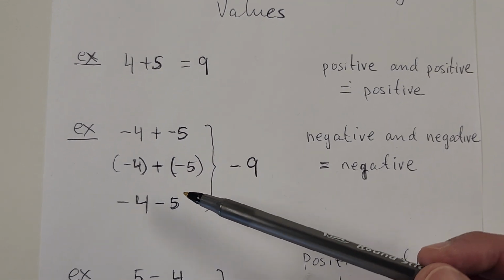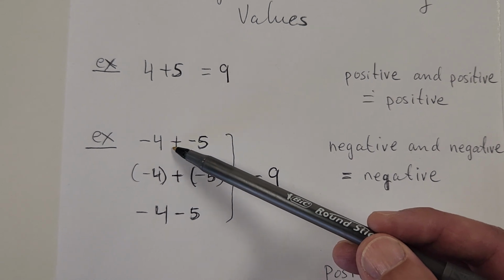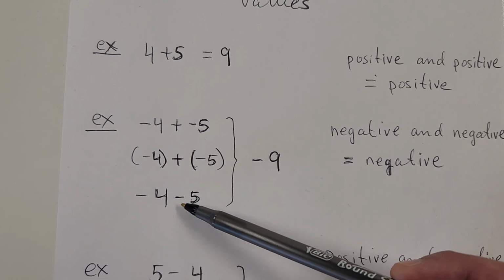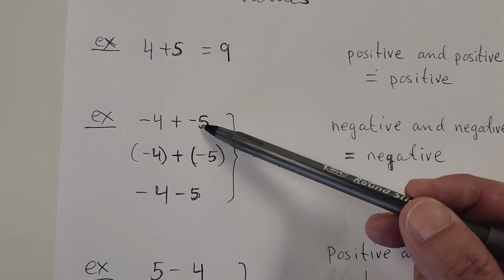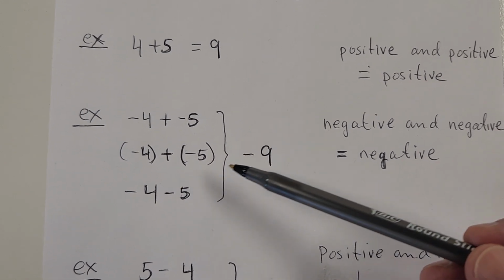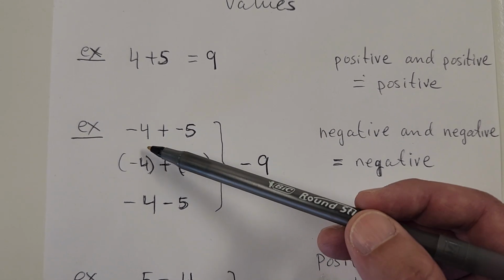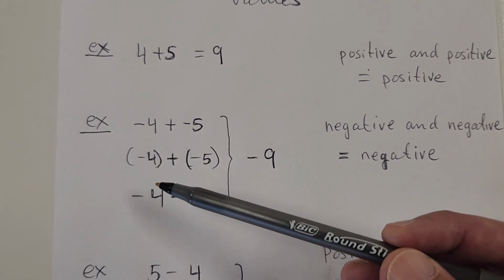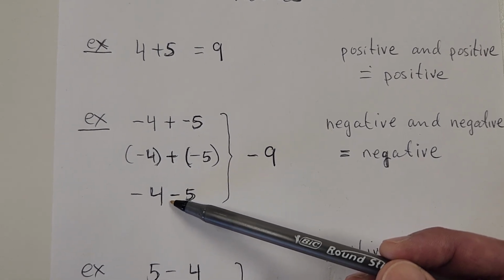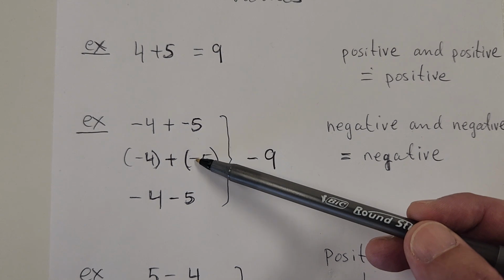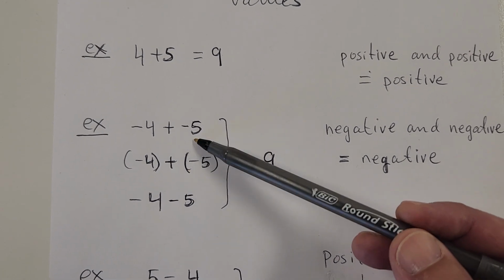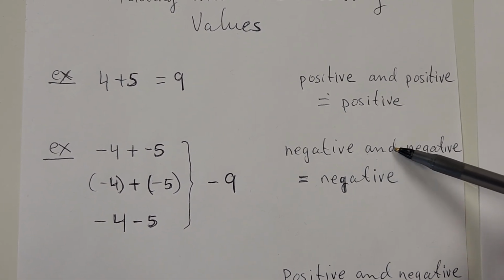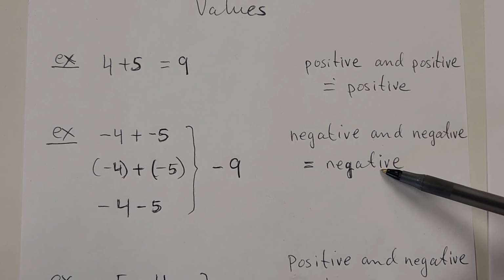The next example, negative 4 plus negative 5. You can rewrite this in parentheses, or you can write it in this format, and all three versions equal negative 9. Okay, so negative 4 plus negative 5, or you can write it in parentheses, or you can write it without the add, and it's still negative 9. So these three methods of writing give the same answer.